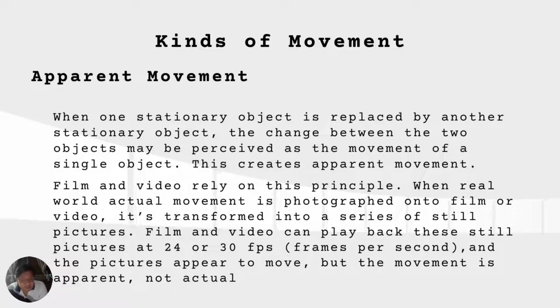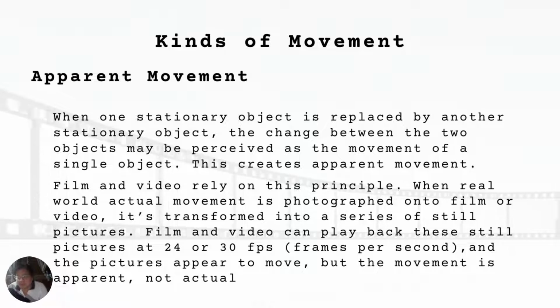Now, film and video can play back these pictures at 24 to 30 frames per second. So even now, you have more than 30 frames. You can even have 60 frames or even more. Okay? And the pictures appear to move, but the movement is apparent. It's not actual. Because when you talk about film, essentially, it's a series of still images that is unraveled to you sequentially.